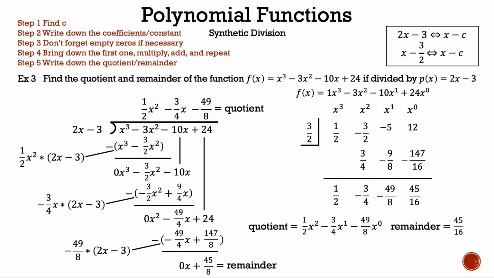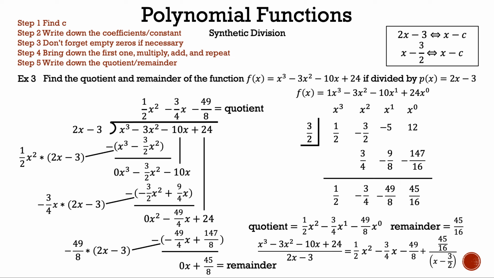Do we think the quotient and the remainder match with the long division? That is correct, they do. Wait, how? Well, remember, we're dividing by x minus 3 over 2, not 2x minus 3. So the remainder will be different, but the same. We'll show you in a second why.